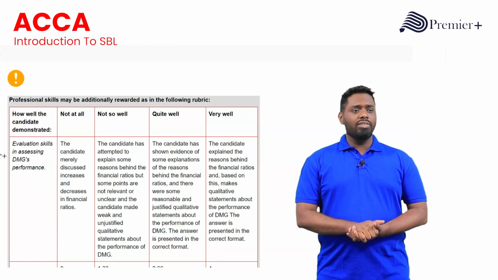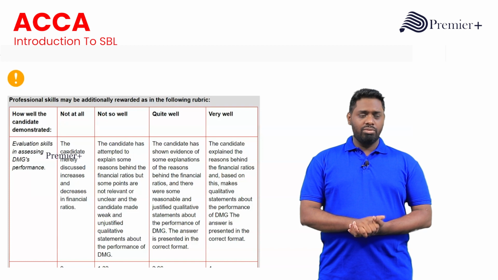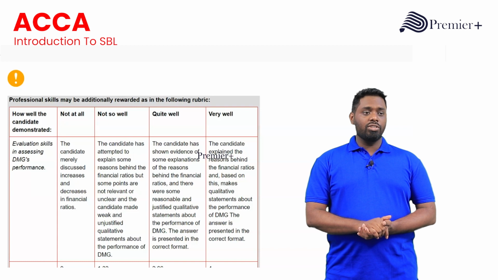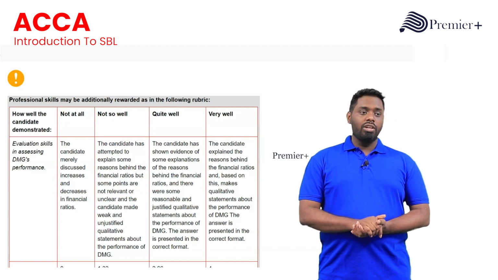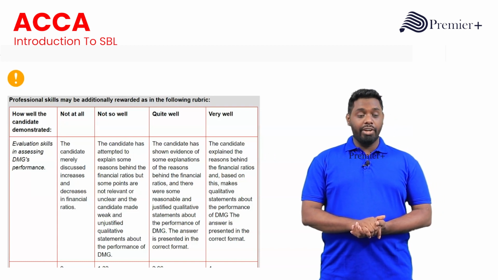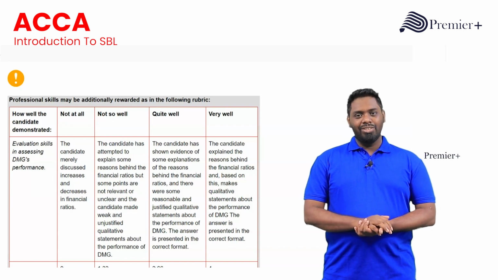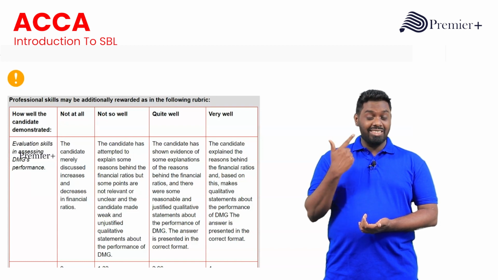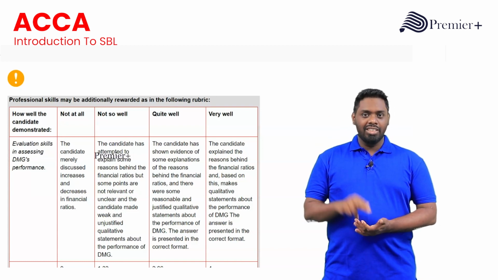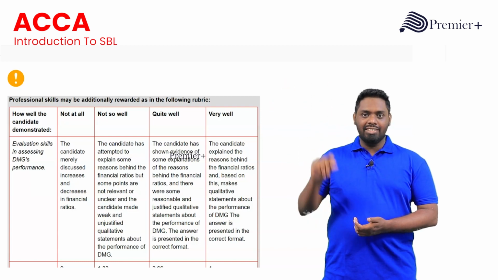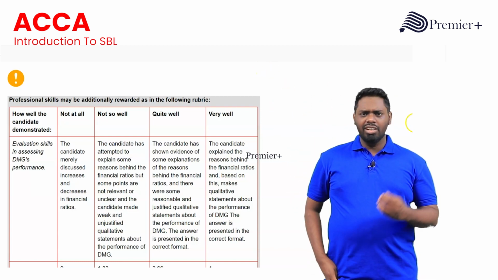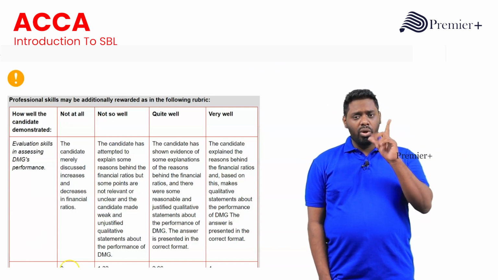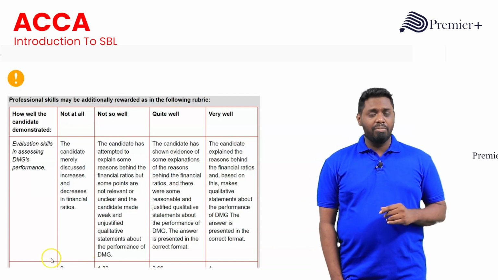Very well. The candidate explained the reasons behind the financial ratios. So the candidate has captured the required information from the ratios, and based on this makes qualitative statements about the performance of DMG. The answer is presented in the correct format. You get full marks. So that's why the focus on following the right format, the right wording, as well as displaying the skills that is asked in the task. The relevant skill is basically presented in the task: assess, evaluate, and so on. So make sure you focus on that, because out of 100 marks, 20 marks, 1/5 of the exam marks comes from these professional skills.